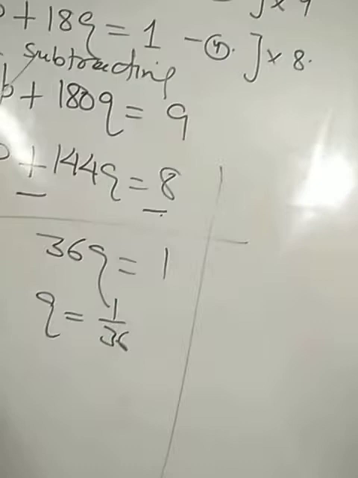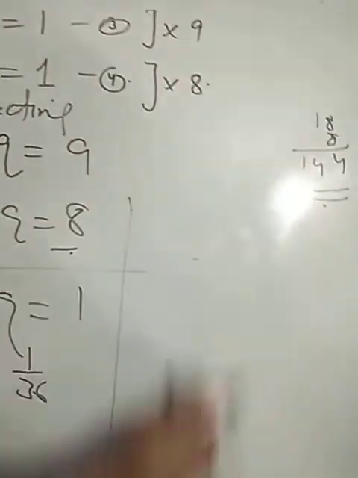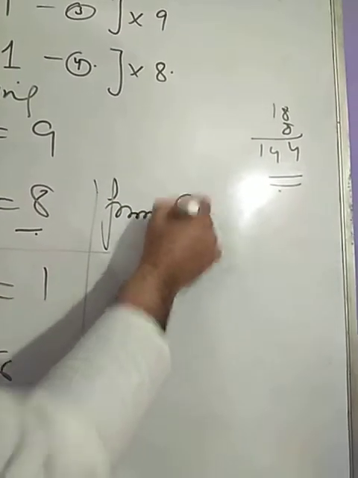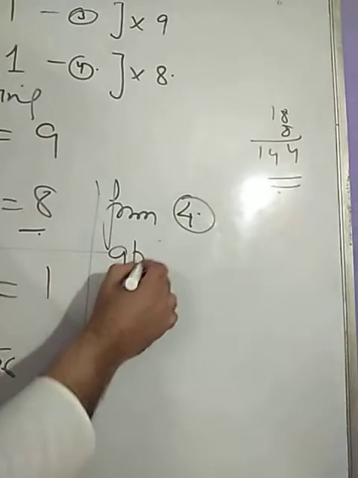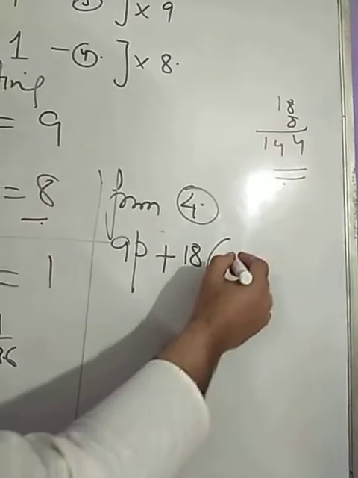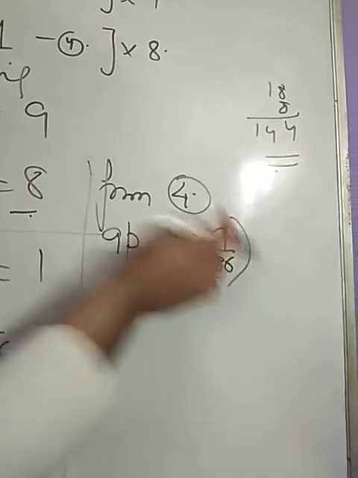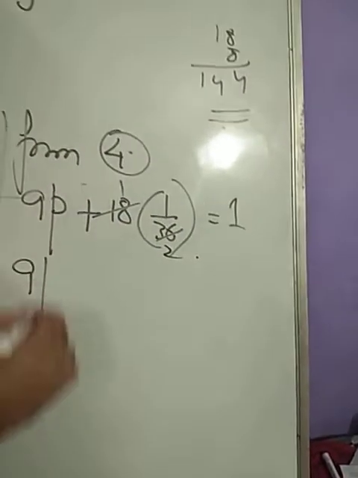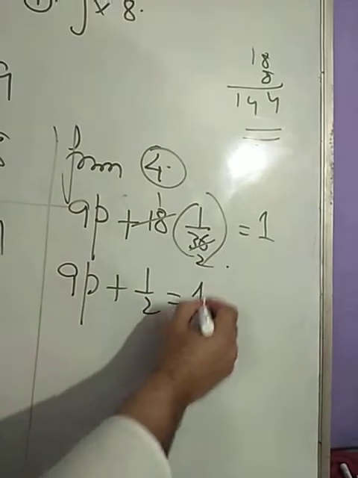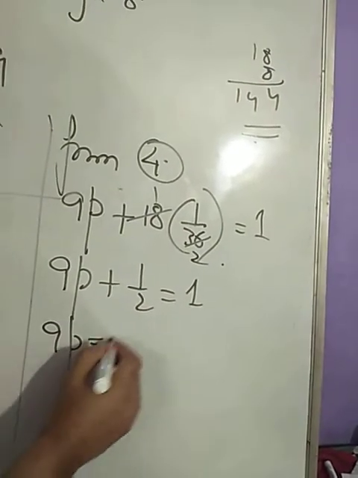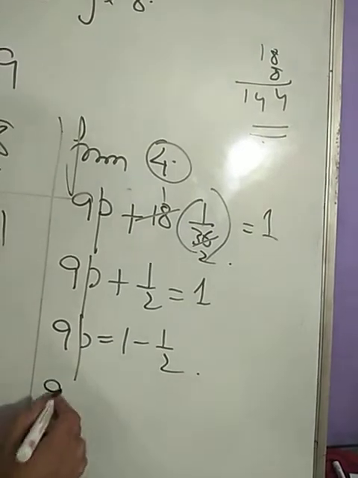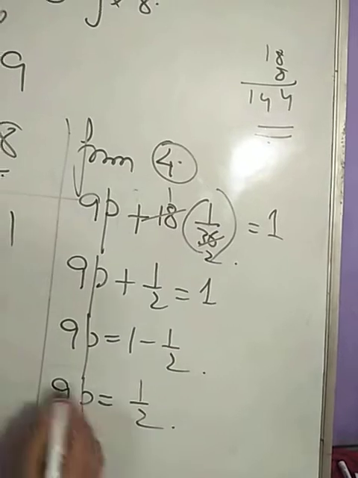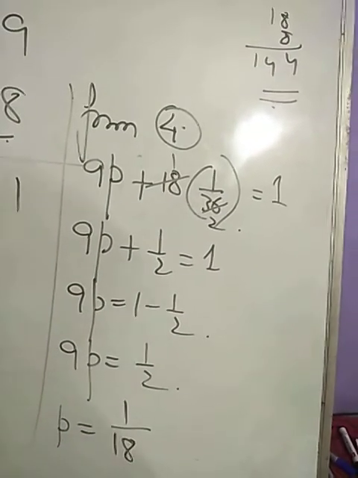Let's put this value of Q in any one of the two equations. I'll put it in equation 4. See, I find it easy from here. 9P plus 18 into Q, that is 1 upon 36. It will cancel out, giving 1 over 2. So 9P plus 1 over 2 equals 1. So 9P equals 1 minus 1 over 2. So 9P equals 1 over 2. So P equals 1 over 18.